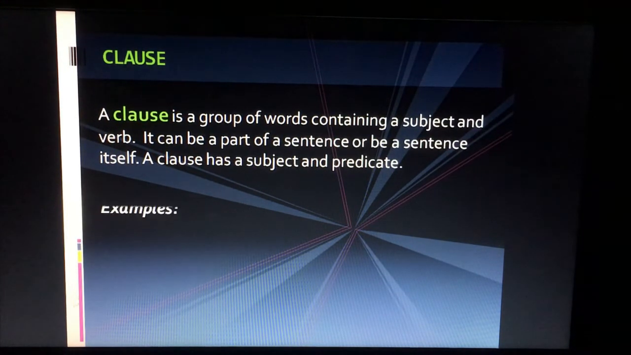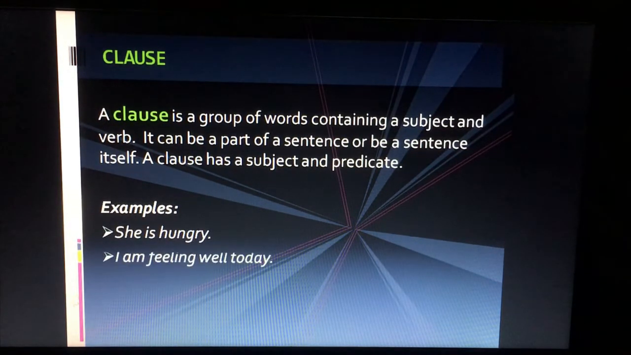So let's see. Example: she is hungry. I am feeling well today. So these two examples contain both a subject and a verb. So as we know that a clause must contain a subject and a verb, we can easily identify that this is a clause. Okay, which is having a subject and a predicate and also fulfilling the meaning of the sentence.